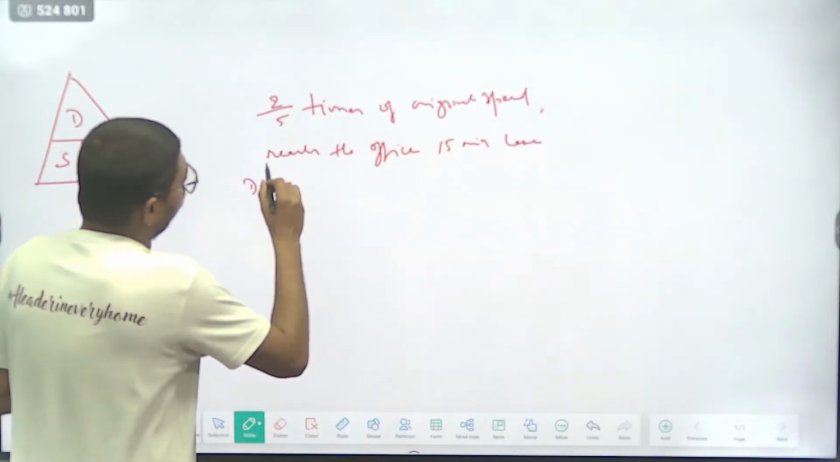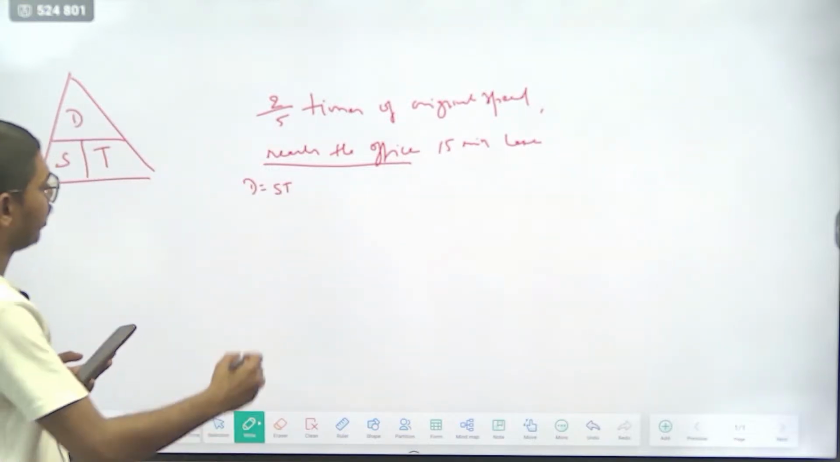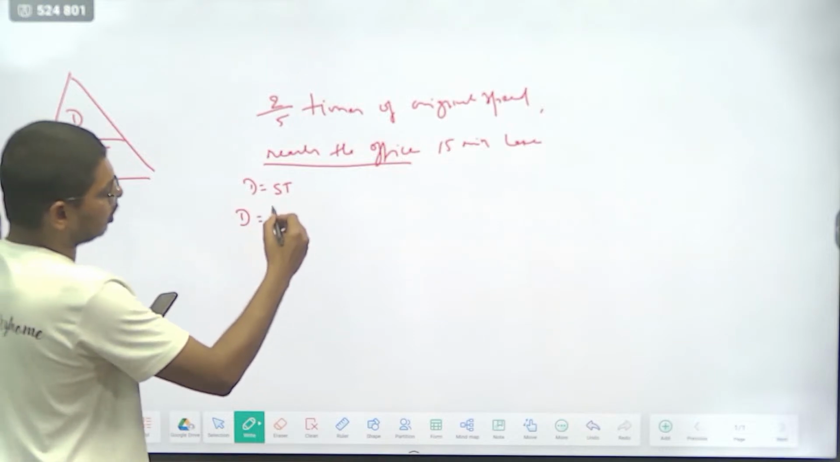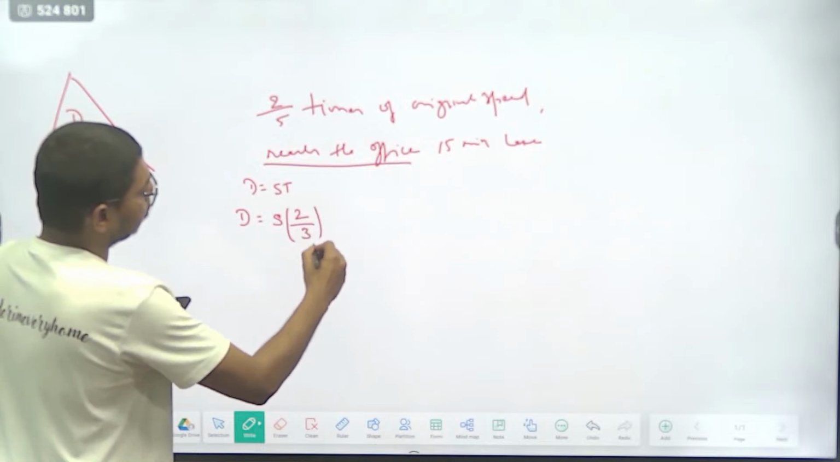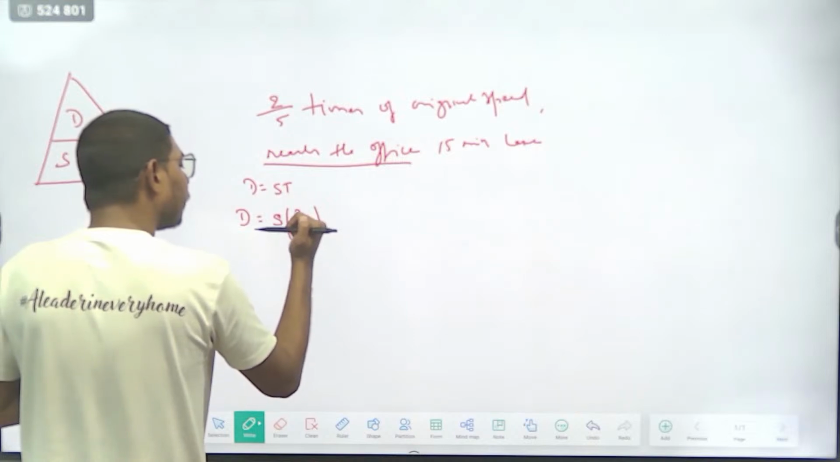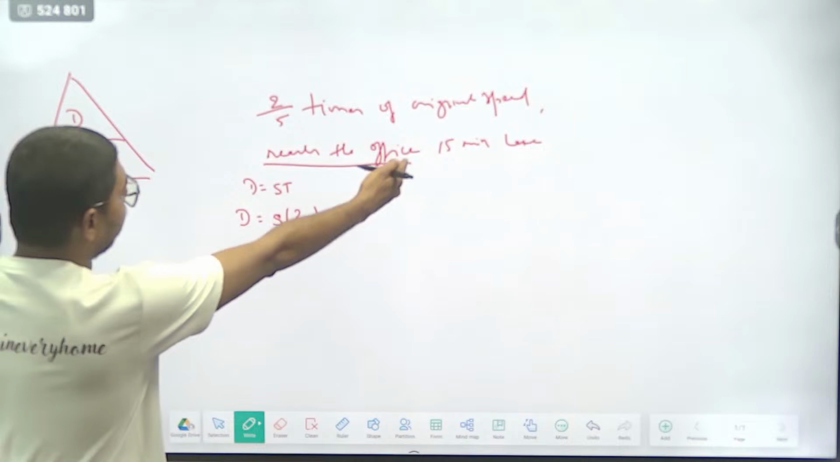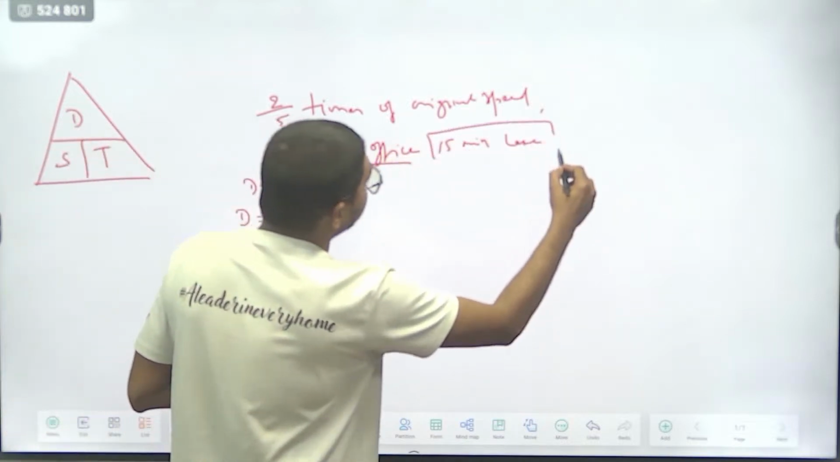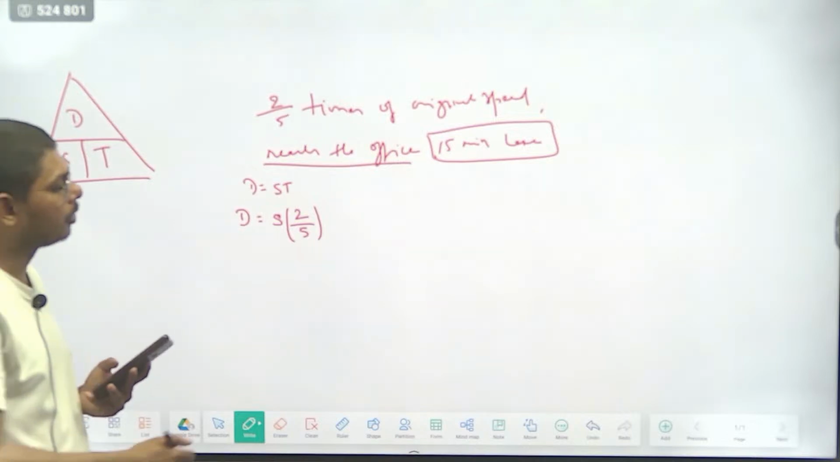As far as reaching the office is concerned, is it the same distance, guys? So again, distance is equal to speed into 2 by 5, sorry. And then time is like 15 minutes late. 15 minutes late means what? Plus? Why would you put 75? You don't have to put even 75. You just put t plus 15.